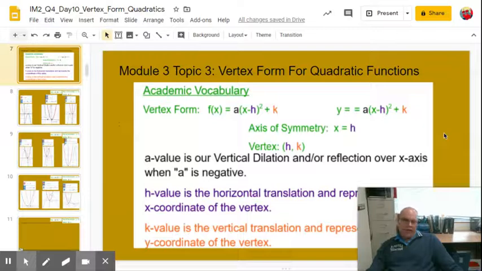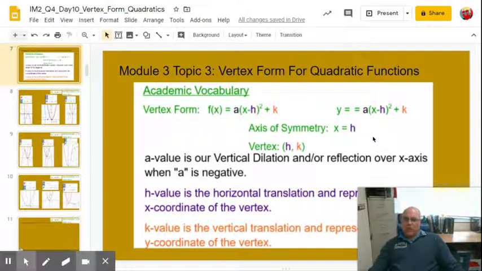All right, yesterday I introduced the three different forms for quadratic functions. Today I want to focus on vertex form. So vertex form is, again, f of x equals a times (x minus h) quantity squared, plus k. We call it vertex form because (h, k) is our vertex, and the axis of symmetry is always going to be x equals h.